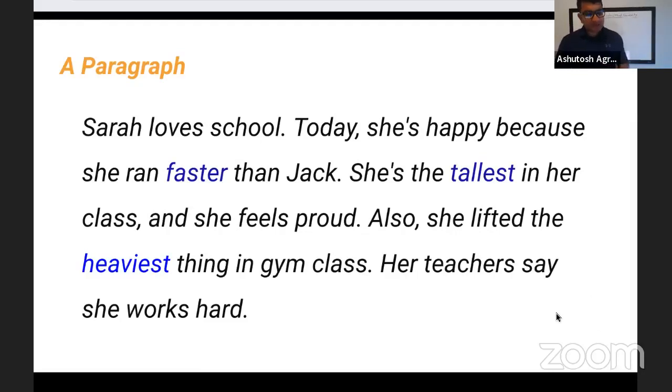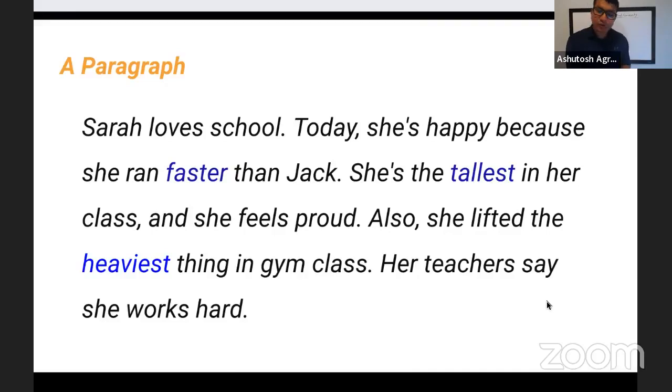Simple sentences like: Sarah loves school. Today she's happy because she ran faster than Jack. She's the tallest in her class and she feels proud. Also, she lifted the heaviest thing in the gym class. Her teachers say she works hard. It's a very simple paragraph that should be a good task for all of you who are language learning. We'll do that at the end of the class, or if we cannot do it, at least it's a good exercise for all of you. Take it home, and with today's lecture, you should translate it yourself.